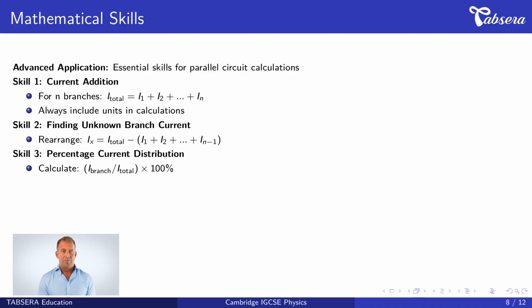Third, percentage current distribution analysis. To find what percentage of total current flows through each branch, we calculate branch current divided by total current, multiplied by 100%. This skill helps analyze circuit efficiency and component loading.